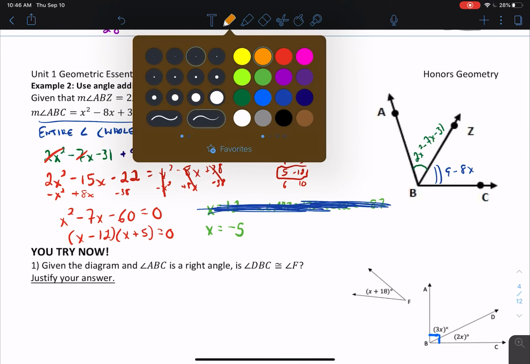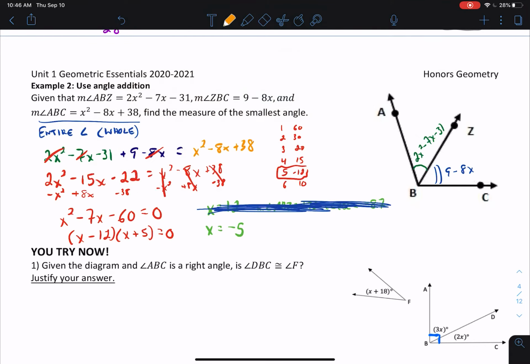So now we have to check x equals negative 5. If x equals negative 5, I'm just going to plug in negative 5 every time I see an x. The measure of angle ABZ will be 54 degrees. And the measure of angle ZBC will be 49 degrees. Both of those are positive, and if I add a positive and a positive, that gives me a positive. So I know that the entire angle ABC will also be positive.